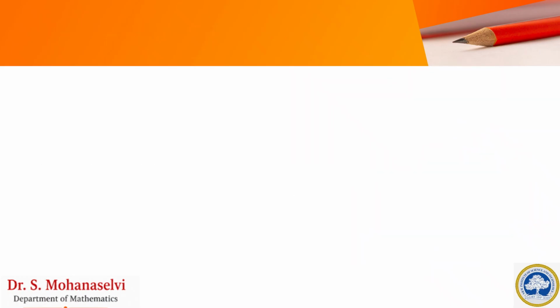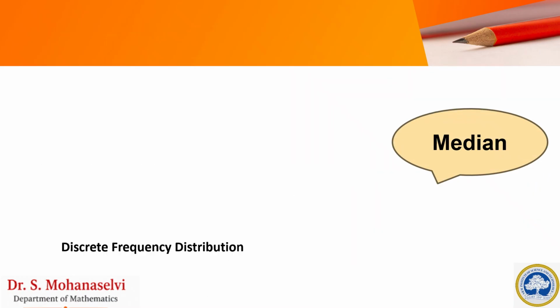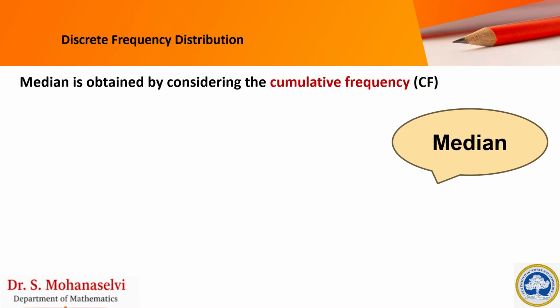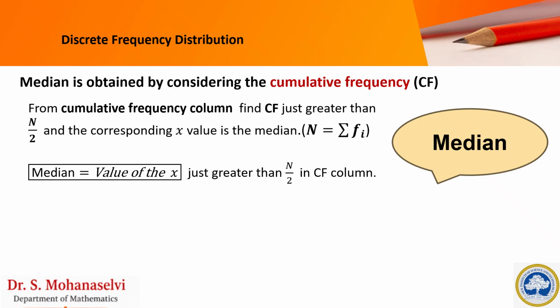Now let us see how to find the median for a discrete frequency distribution. Here the data is given along with its corresponding frequencies. So instead of looking at individual observations, we use the cumulative frequency. First, we find the total frequency, capital N, by adding all the frequencies. Next, we calculate N by 2. Then we look at the cumulative frequency column and find the first cumulative frequency that is just greater than N by 2. The corresponding value of x gives us the median.